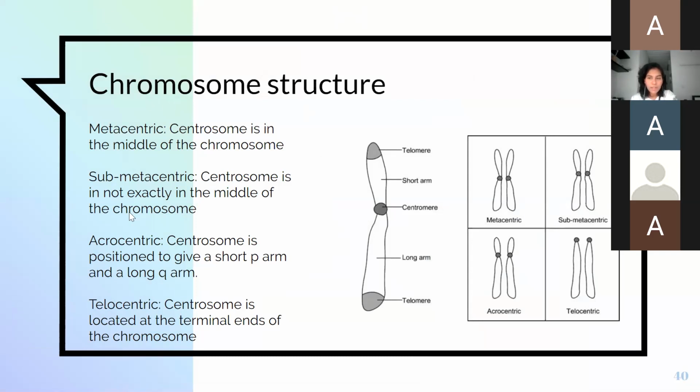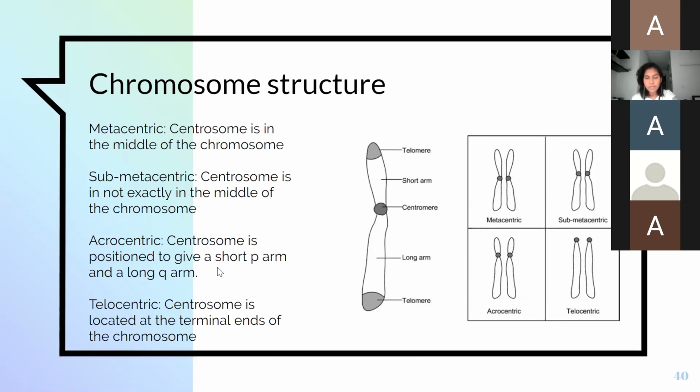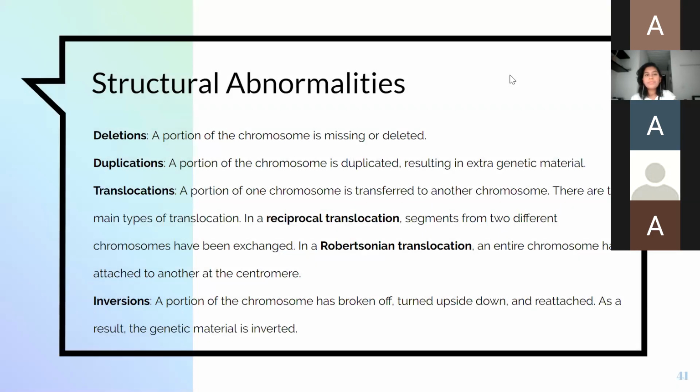And then you have submetacentric, which is a centromere that is not exactly in the middle, but just a little off top. And then you have your acrocentric, which is positioned to give what you call a short p arm and a long q arm. And telocentric is when your centromeres are located at the terminal ends, or your telomeres.